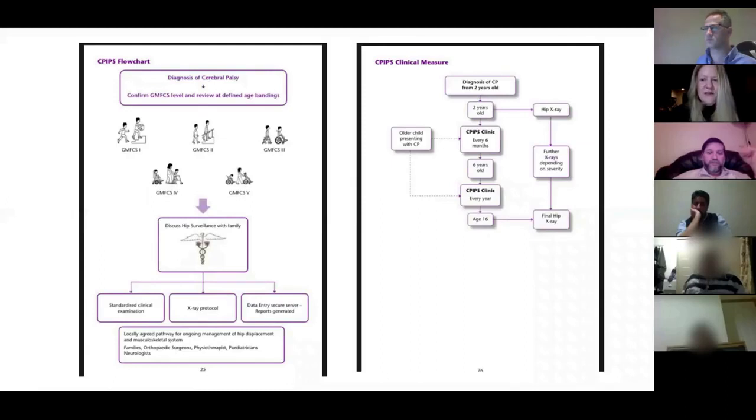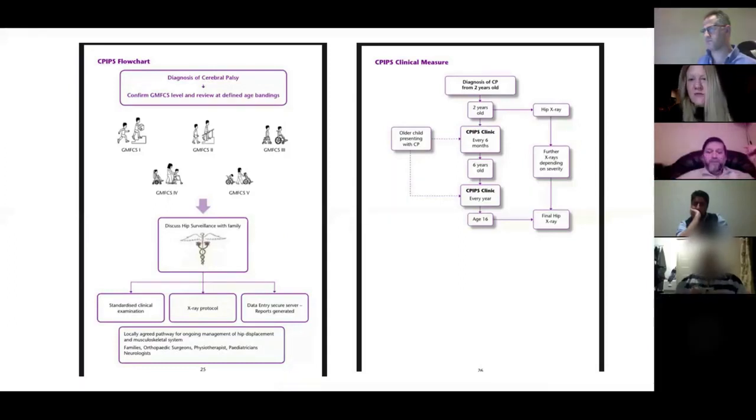So this is what happens in the Scottish model, which I understand is what we use in Alder Hey. So you have a child with a diagnosis of cerebral palsy, and you confirm what their GMFCS level is. Then you talk to the family about the program, which we're going to come on to shortly, and the X-ray protocol. Usually we start screening around about 2 years old. That's when most of the diagnoses are made. But obviously if they're not diagnosed till later, then they can just enter into the program at whatever stage they're at.